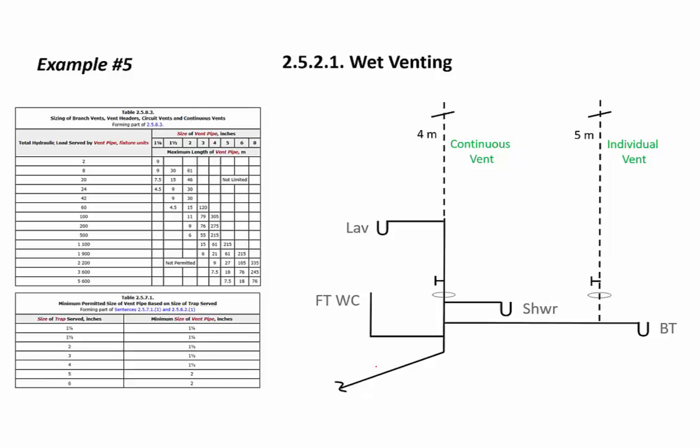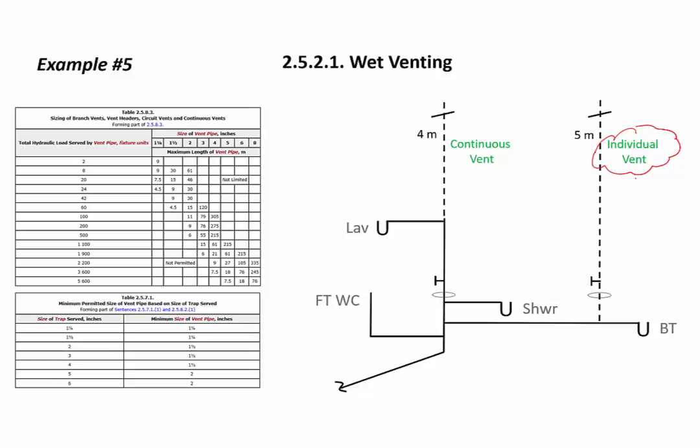And now we'll look at sizing the vent. For the separately vented bathtub, we have an individual vent. Length and load for individual vents is not required. So when sizing individual vents, section 2582 says that length and load are not taken into consideration.